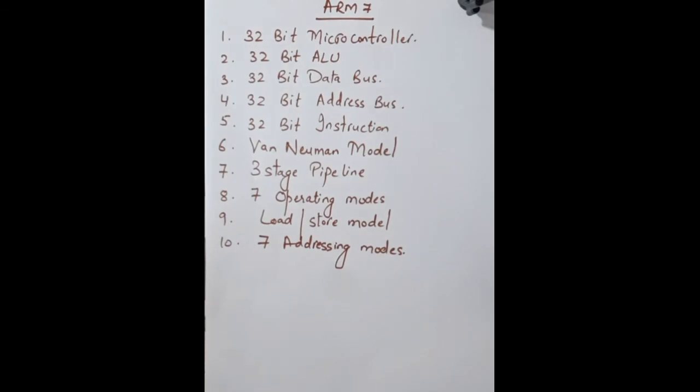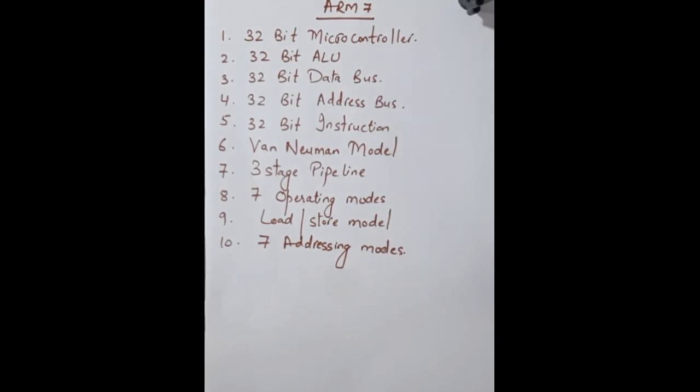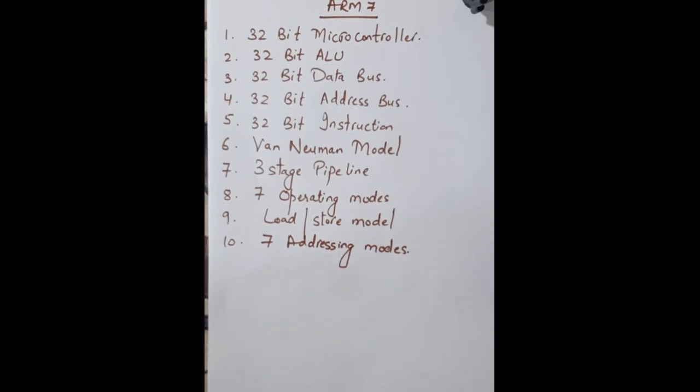So the short summary of ARM7 features is: first, ARM7 is a 32-bit microcontroller. ARM7 has a 32-bit ALU, arithmetic and logic unit, where the operation is performed. ARM7 has a 32-bit data bus. ARM7 has a 32-bit address bus. Each instruction is of 32 bits in ARM7.